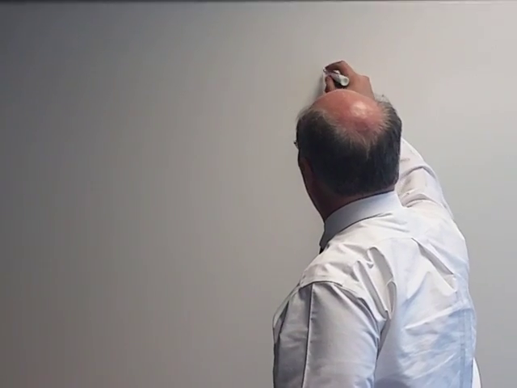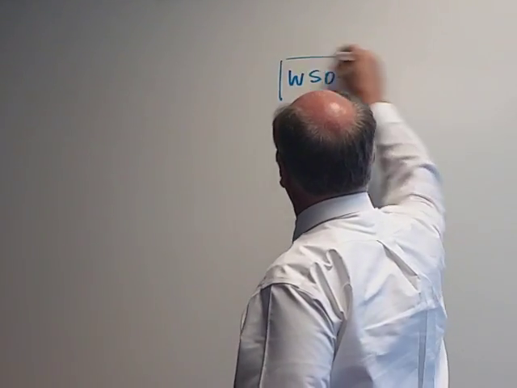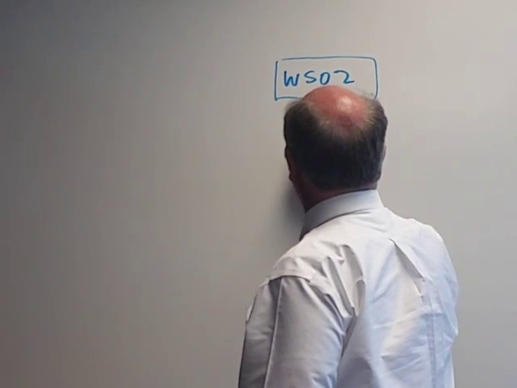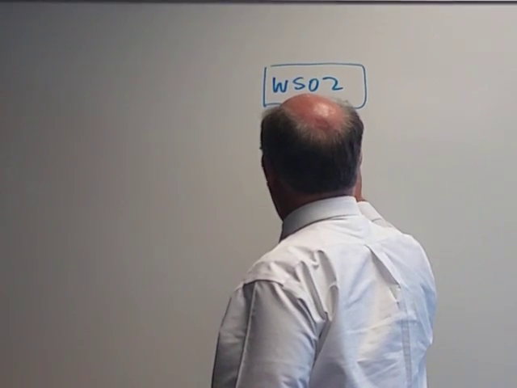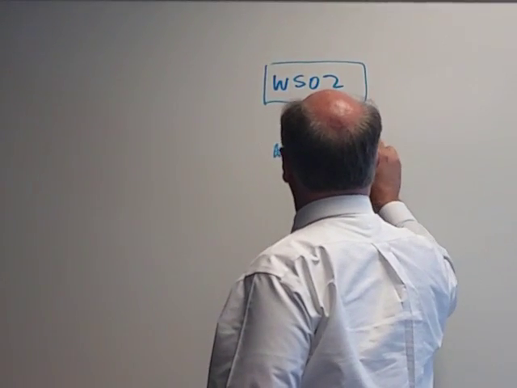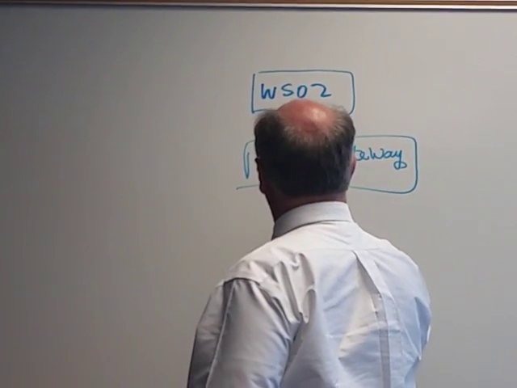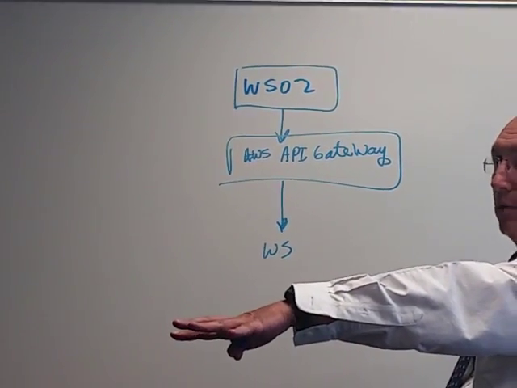Let me go to the board. So, we talked yesterday about how our request will first come to WSO2. Then it's going to go to the Amazon Web Services API gateway, and then that goes to the web service. And that's eventually how we're going to make this work.